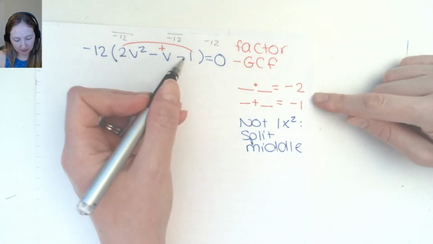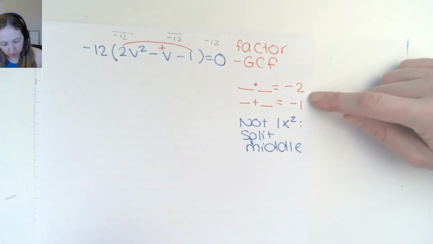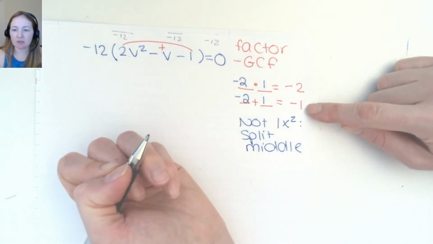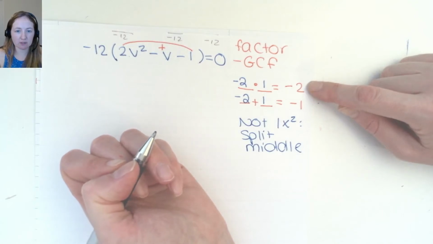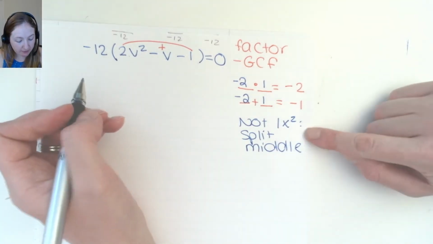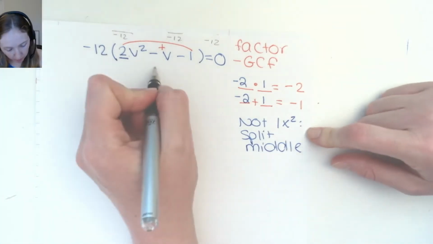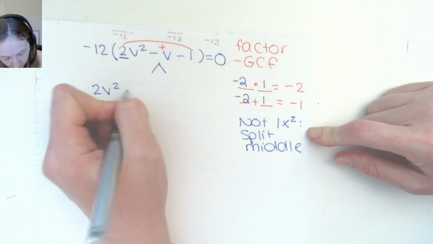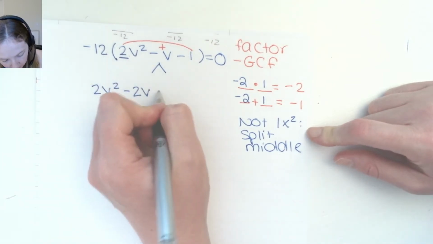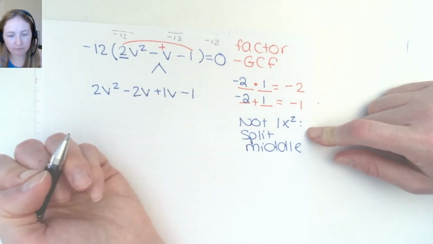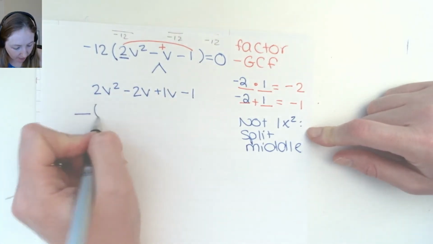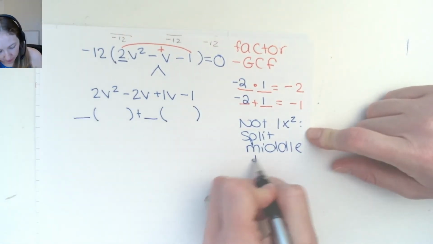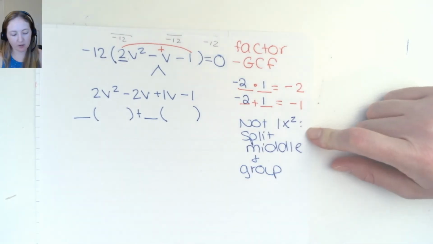All right, so 2 times negative 1, the factors that would work there for us will be a negative 2 and a positive 1. They would add together to give us the negative 1, multiply together to give us the negative 2. But because it is not just a 1x squared, we do need to split that middle. So this becomes 2v squared minus 2v plus 1v minus 1. And then we think about GCF and what's left over. So we split the middle and then we go through a grouping process.